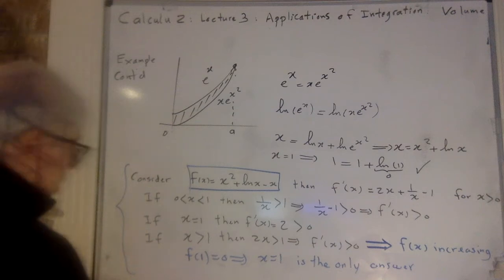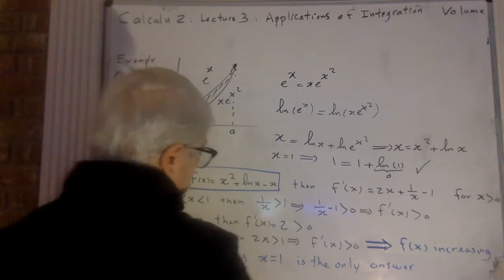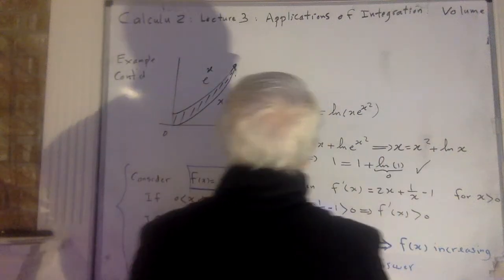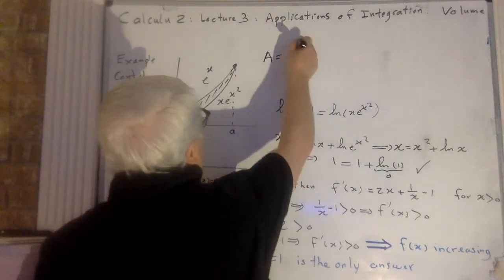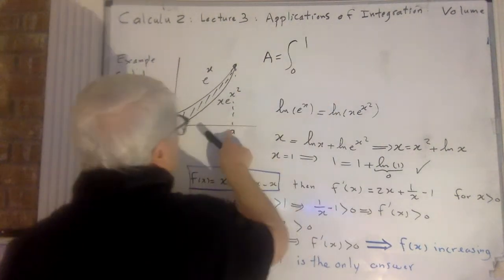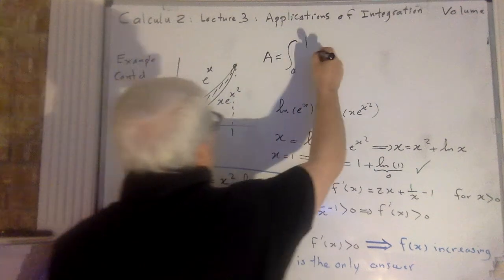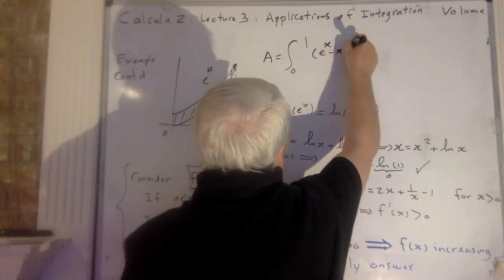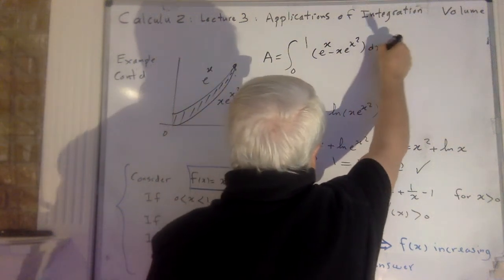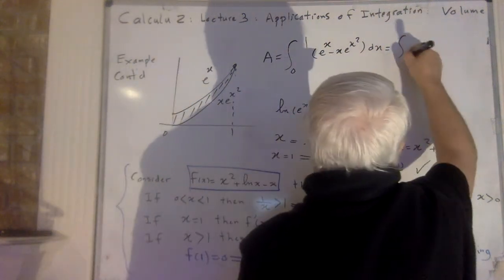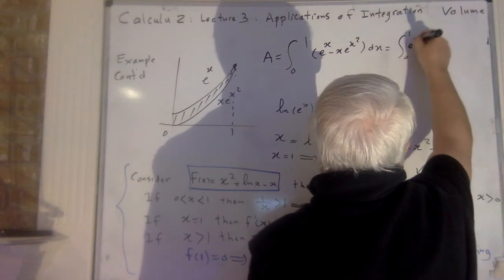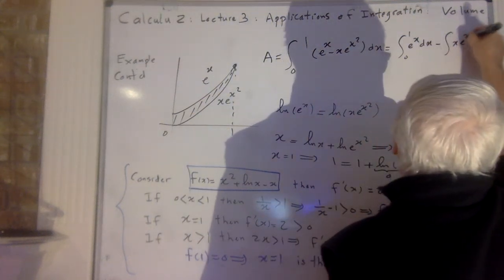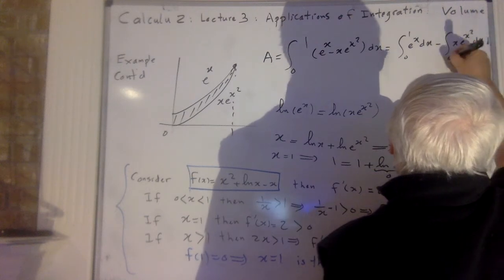So let's now find the area. Area is, in fact, remember, it was from 0 to 1, so this point is in fact 1, and I have the integral of e to the power x minus x e to the power x squared dx, and I separated this: integral from 0 to 1 of e to the power x dx minus the integral of x e to the power x squared dx from 0 to 1.